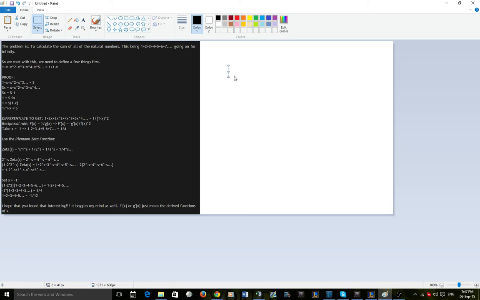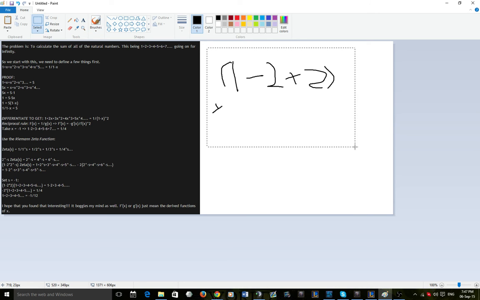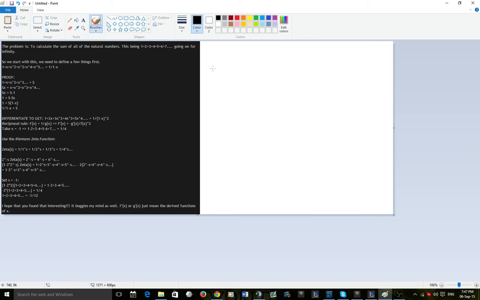So we get 1 take 2 times 2, multiplied. Oh my god, I did that too big. I'm going to reduce the size of that. 1 take 2 times 2, 1 plus 2 plus 3 plus 4, dot dot dot, bracket.